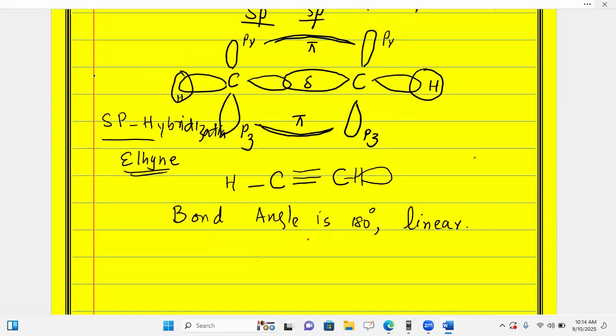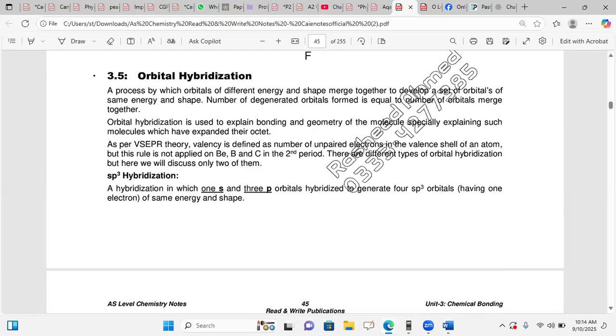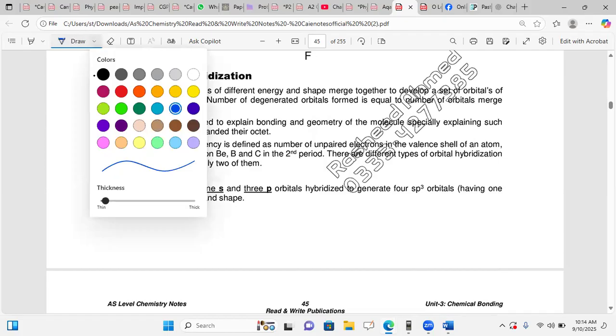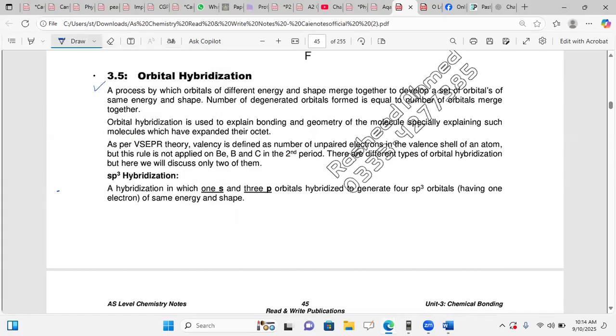If we just revise what is in our lecture notes, it says that hybridization is a process in which different energy levels and shapes merge together to develop a set of orbitals of the same energy and shape. A number of degenerate orbitals are going to form. This process is called hybridization, where they are intermixing and producing the hybrid orbitals.